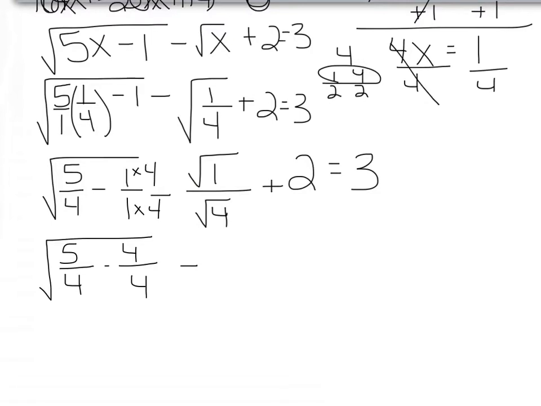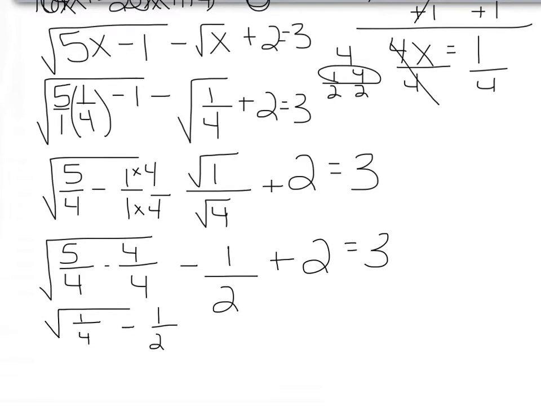Minus the square root of 1 is 1. And the square root of 4 is 2. So it's minus 1/2 plus 2 equals 3. Now we're going to have the square root of 5 minus 4 over 4. 5 minus 4 is 1, minus 1/2 plus 2 equals 3. So we'll do square root of 1 over the square root of 4 minus 1/2 plus 2 equals 3.